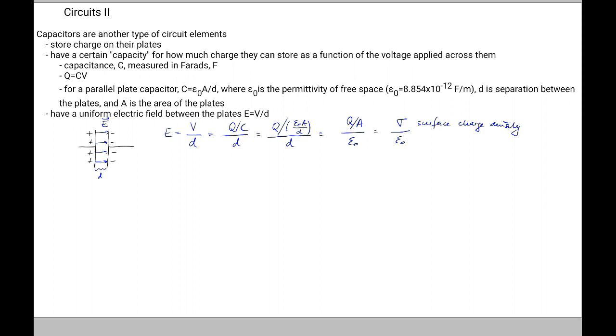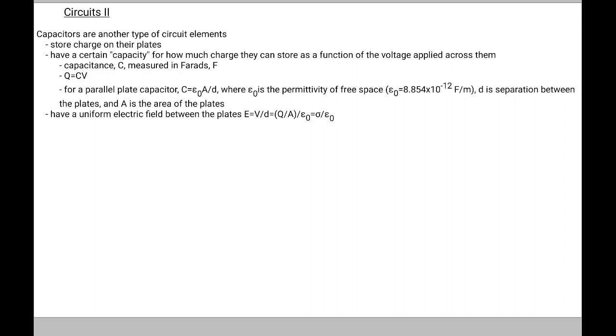In here, Q over A is sigma. So the amount of charge stored per area is the surface charge density. So the electric field between capacitor plates, we start out with the generic equation of potential difference divided by d, and we end up with sigma over epsilon naught, which is the surface charge density divided by epsilon naught. So that's what we have over here.